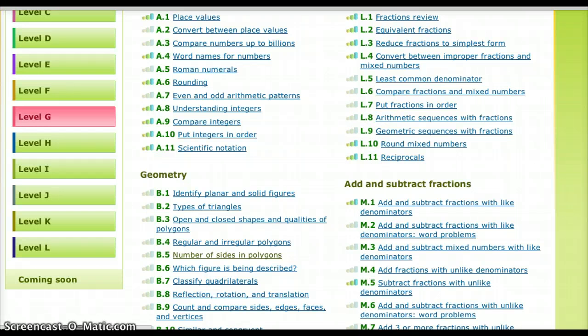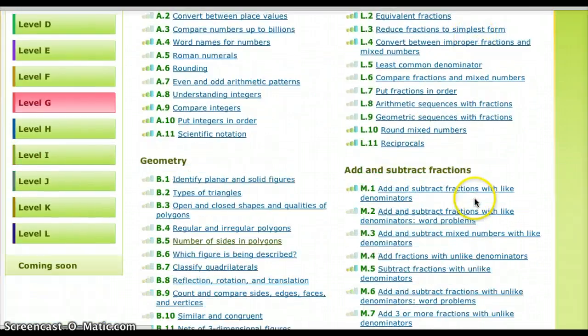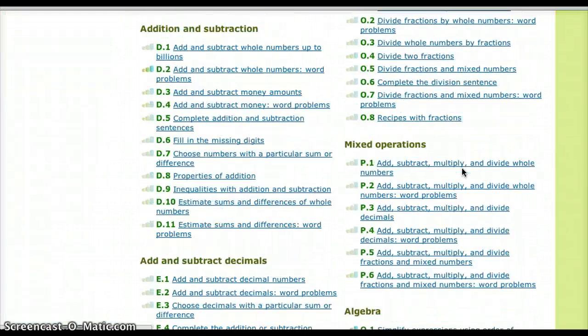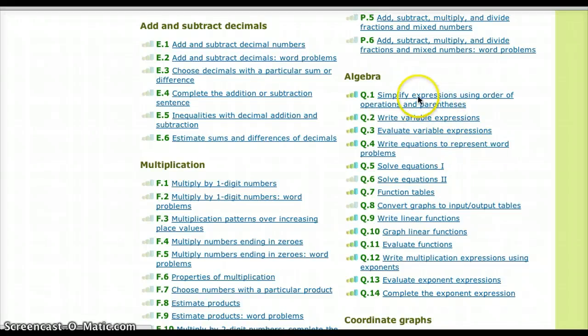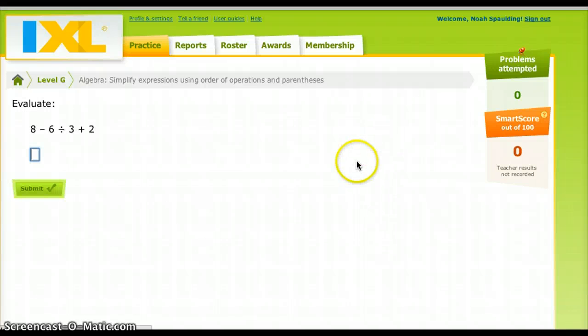New week of November 25th will be tomorrow, Sunday. And so the week is November 25th to the 29th, which means we will have 4 more IXL lessons. So this week we are doing level G, and the 4 lessons are Q1, Q2, Q3, and Q5. So let's go down to Q1. We'll start there. And notice we're doing algebra, simplifying expressions using the order of operations.